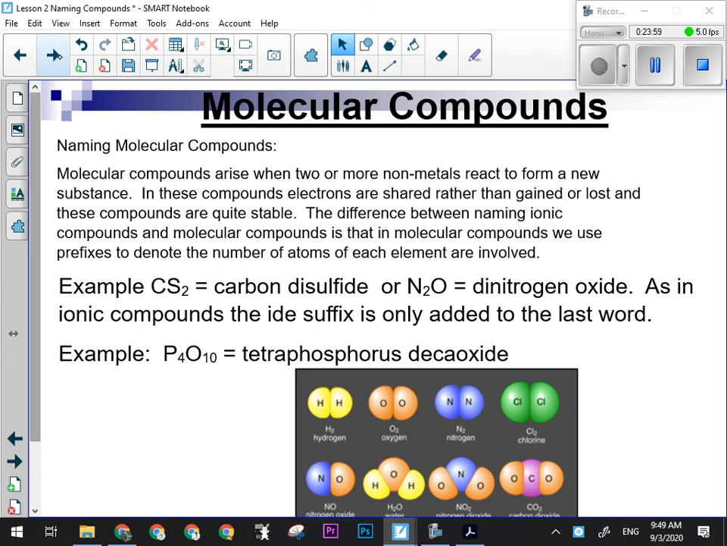It's still nitrogen and oxygen, and the prefixes become very important. Like we said, molecular compounds arise when 2 or more nonmetals react to form a new substance. The electrons are shared. The difference in naming is that we use these prefixes.